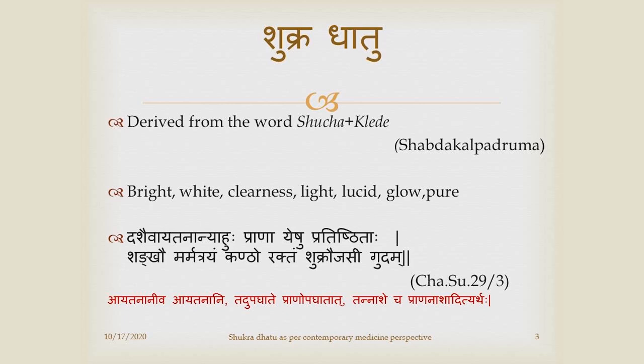Shukradhatu is considered one among the 10 Prana Ayadana. According to Charaka Samhita Sutrasthana, Dasha Pranayadaniyam Adhyayam, he says, Dasheva Ayadanani Ahuhu Prana Eshu Pradishtidaha Shango Marmatrayam Kando Rektam Shukra Ojasi Gudam. That is, there are 10 Pranayadanas in the body. Ayadana means the seat of Prana, or the abode of Prana. It includes Shanga, Trimarmas, Kanda, Rekta, Shukra, Ojas and Guda.